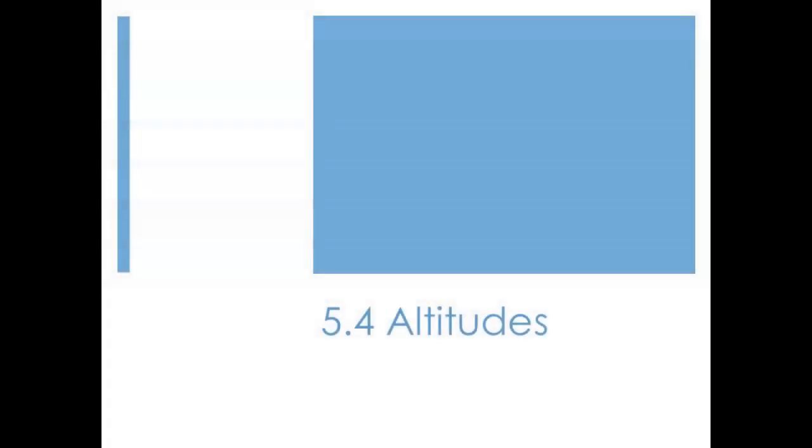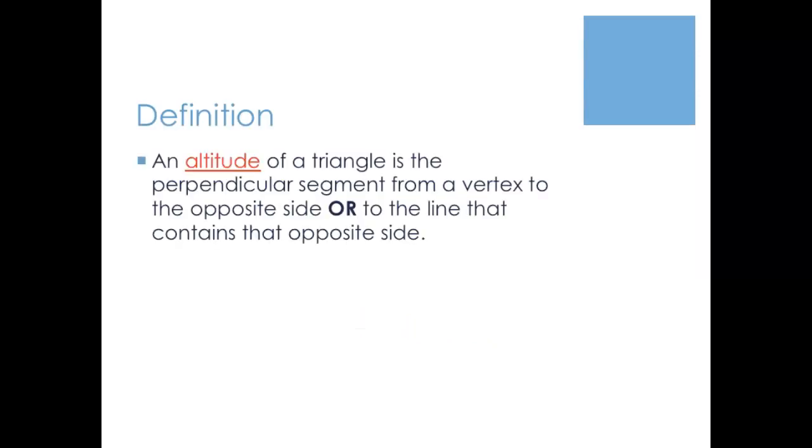Today we're going to be talking about the altitudes in a triangle. Now, what is an altitude? An altitude of a triangle is the perpendicular segment from a vertex to the opposite side or to the line that contains the opposite side, depending on the triangle. It's also called the height of a triangle.